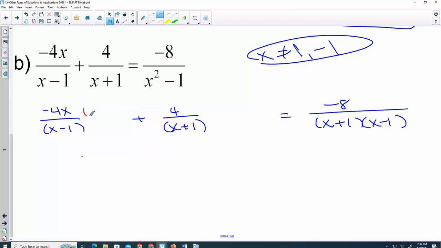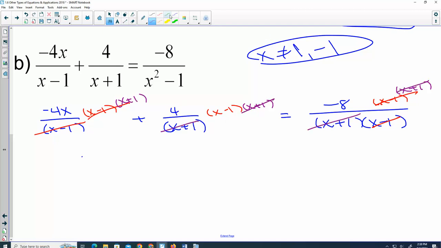So to cancel this, we need to multiply by x minus 1 to everything. So those cancel, and these cancel. But all of the fractions aren't gone yet, so we also need x plus 1 for everything. Those cancel and those cancel. It's up to you if you write this next step. I usually do just to make sure everybody's on the same page. This is what I have left after I've canceled.